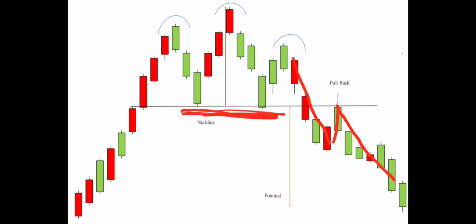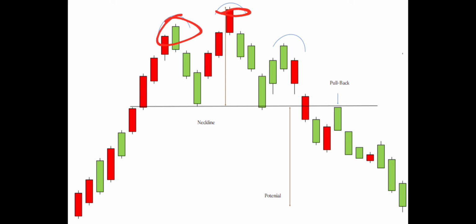This is what we call a head and shoulders pattern. We have a head, which is this. We have the first shoulder and we have the second shoulder. This is a very powerful pattern that many traders don't know anything about. So a chart pattern can form at the resistance on a chart, and it can also form at the support of the chart.